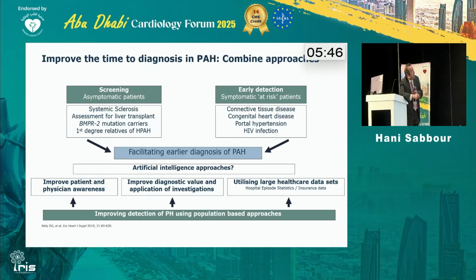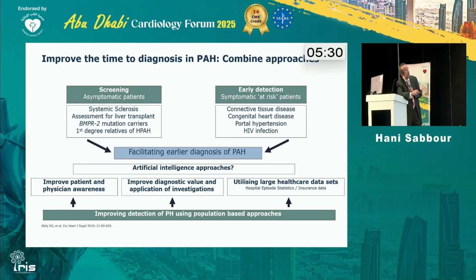So, what we want to talk about is how to detect these patients. There are some high-risk groups. If I'm a cardiologist, I get a referral from my friend, the liver doctor, portal hypertension. 50% of these people have pulmonary hypertension. Let's focus on the RV.